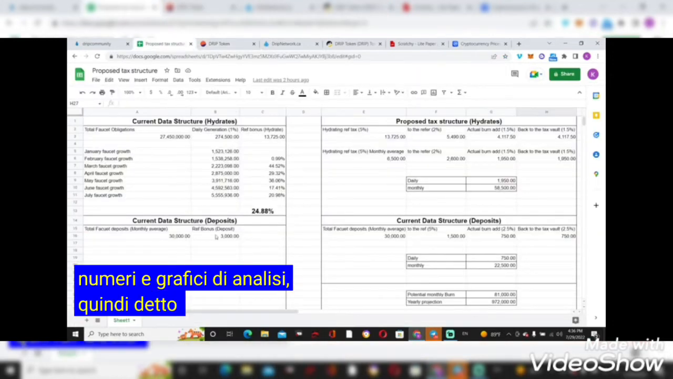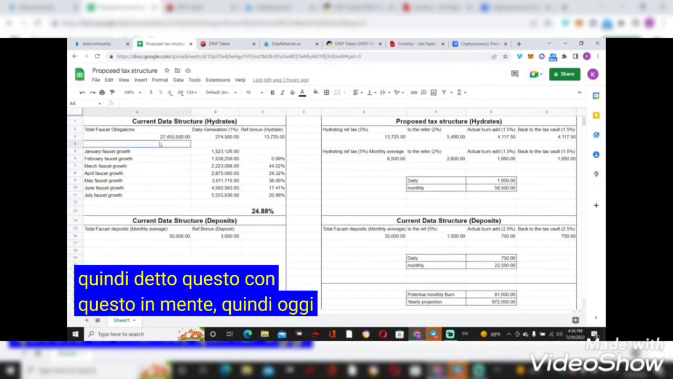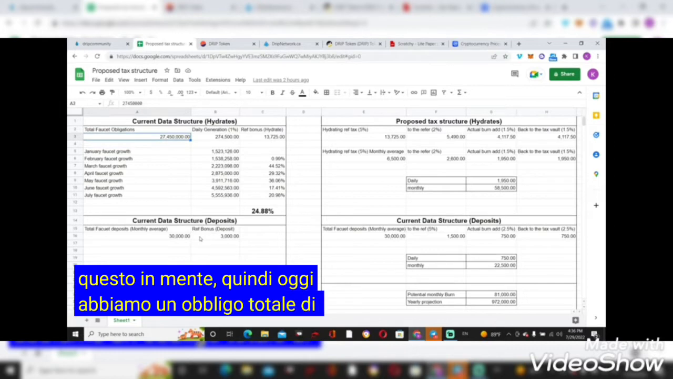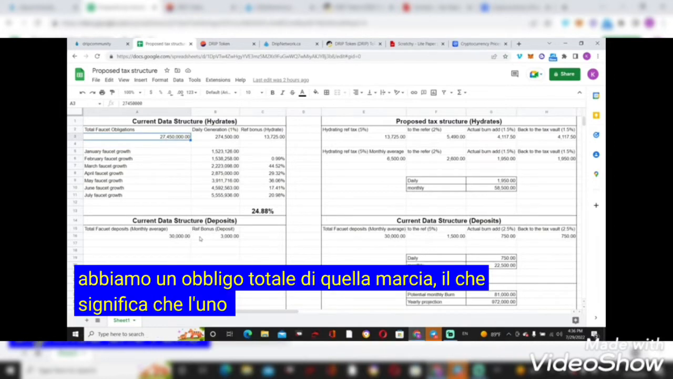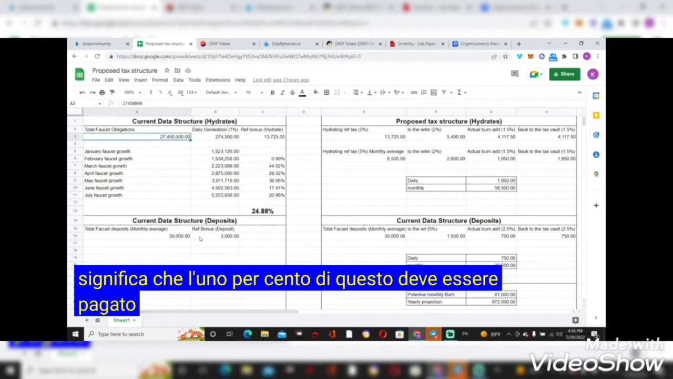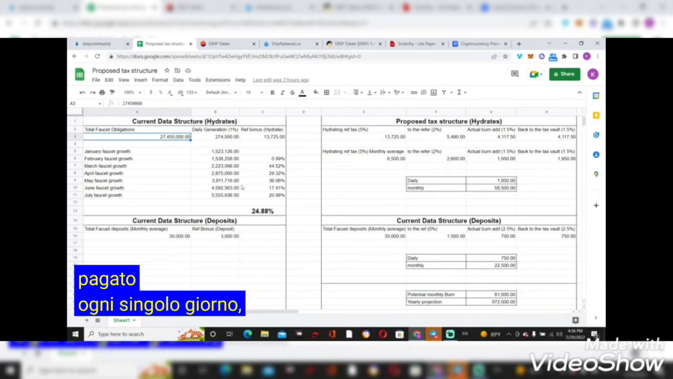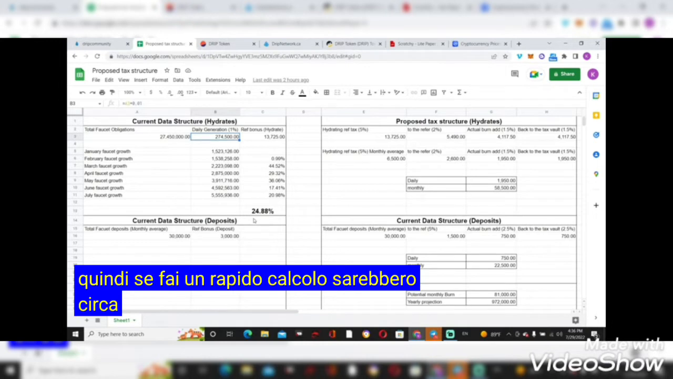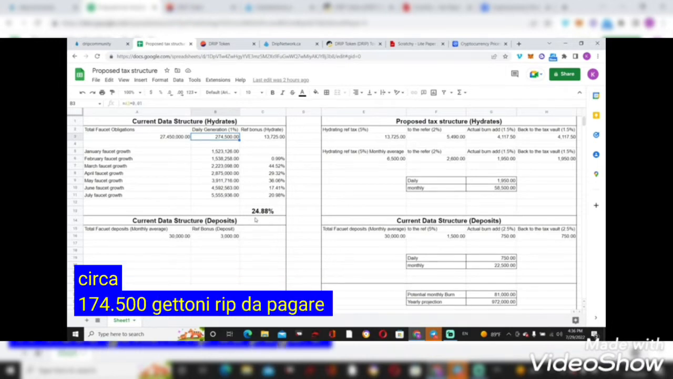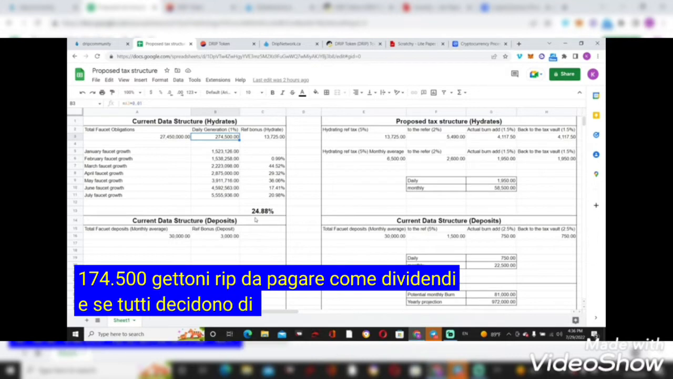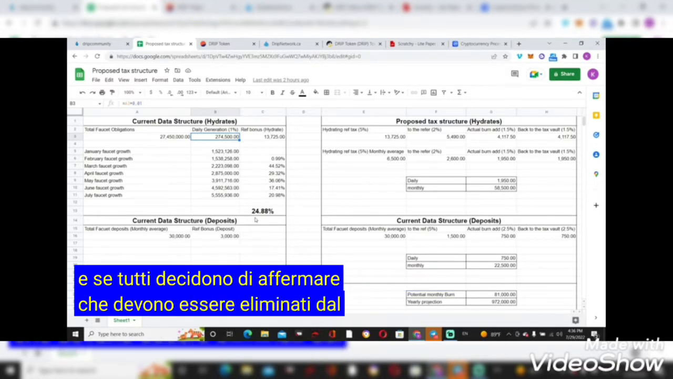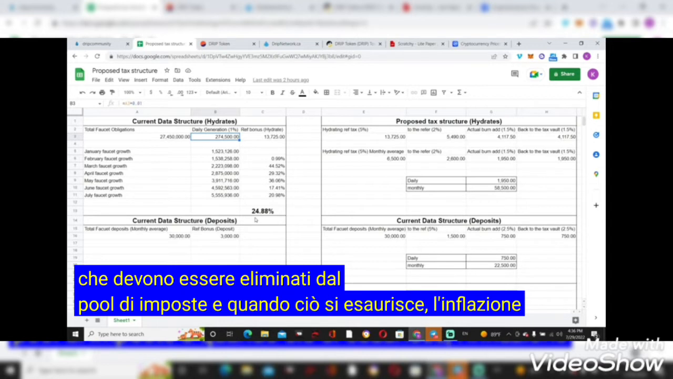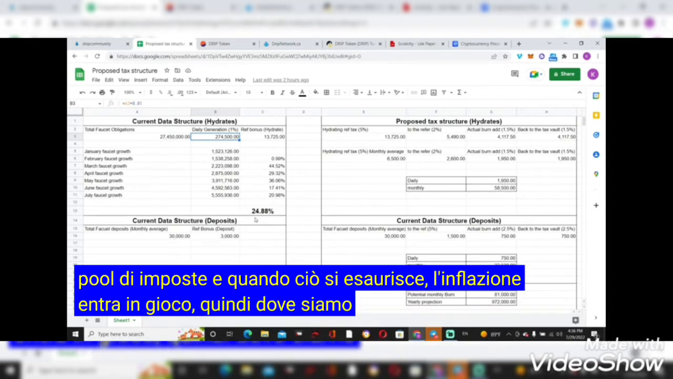Alright, with that in mind, today we have a total obligation of that much, meaning 1% of this has to be paid every single day, right? So if you do quick math, that would be about 274,500 drip tokens to be paid as dividends. And if everyone decides to claim that, that has to be taken out from the tax pool, and when that depletes, inflation kicks in. Hence where we are right now.